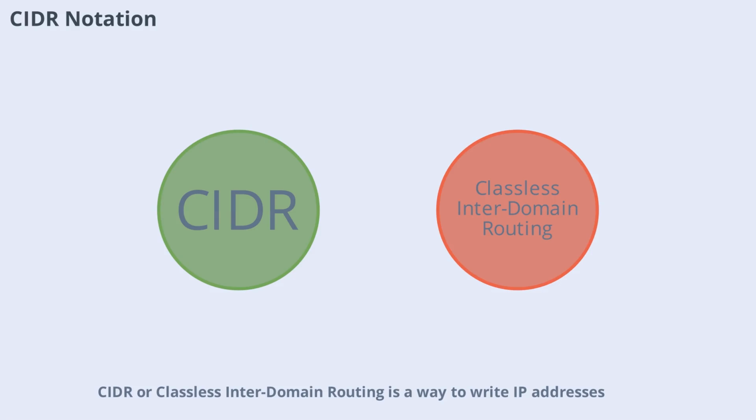CIDR, or classless interdomain routing, is a way to write IP addresses and their associated routing information more efficiently. Instead of using traditional classes, CIDR uses a slash followed by a number to indicate how many bits are used for the network part. For example, 192.168.10.24 means the first 24 bits are the network part. This allows for more flexible and efficient allocation of IP addresses.